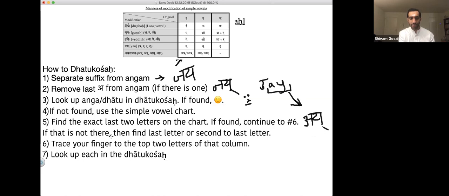If it's not there, then find the last letter. We'll talk about that. But let's go. So now we'll go to number 6 because we found it on the chart. Trace your finger to the top 2 letters of that column. So in this first column, we trace our finger to the top and we see short i and long i. Okay, so we can put short i and long i.